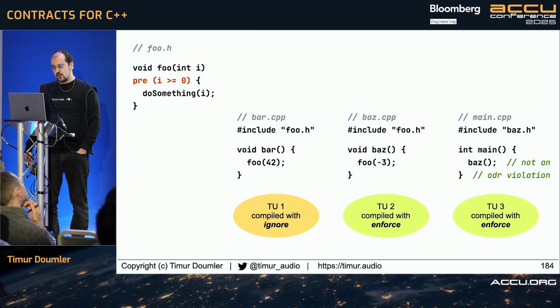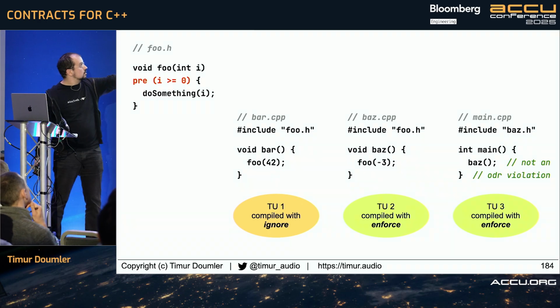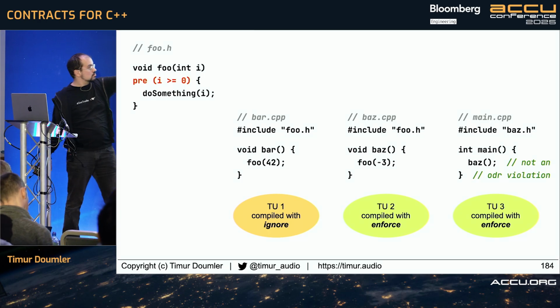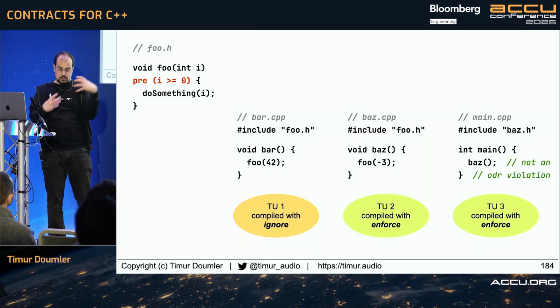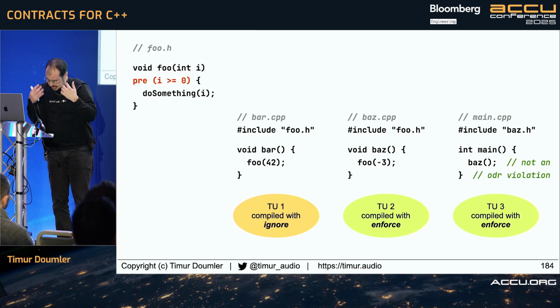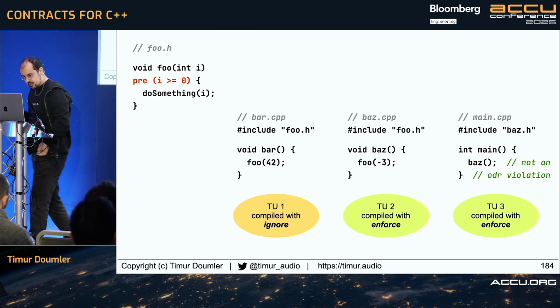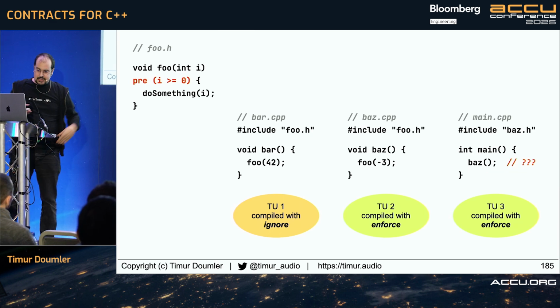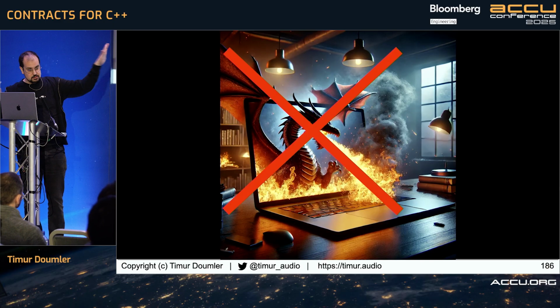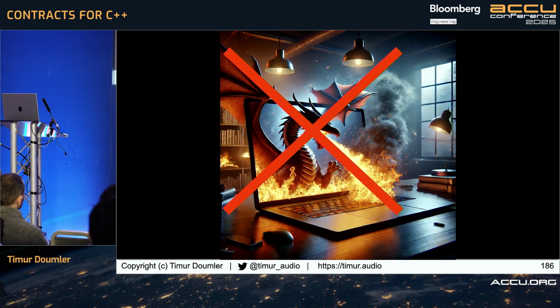However, you still have different code generated here, right? So in TU1, you get a version without the check, and in TU2 you get a version with the check. So you still have two different versions of the same function with different code gen in the same program. So it's technically not an ODR violation, but you still kind of have the same problem. What happens? So you can't get the dragon. That's good, we fixed that. But you still can get either definition, right?